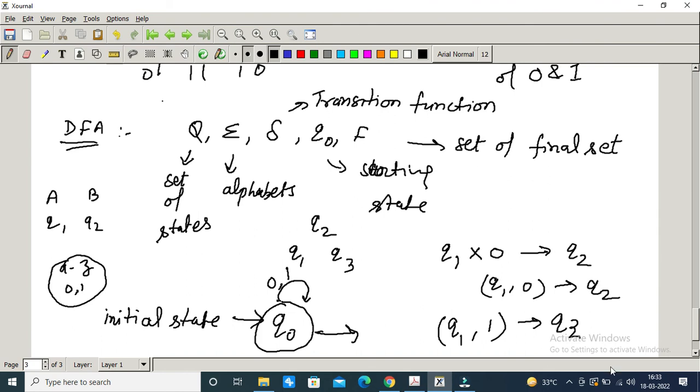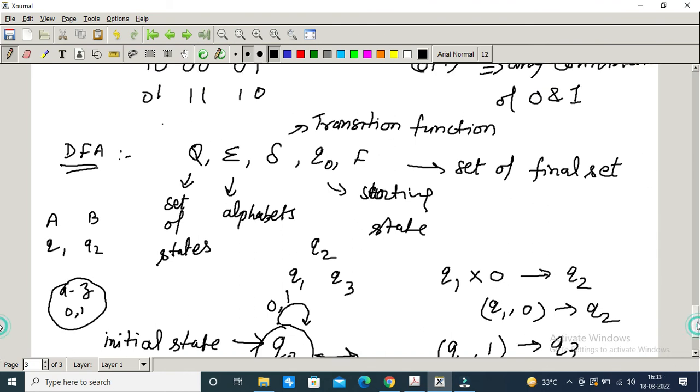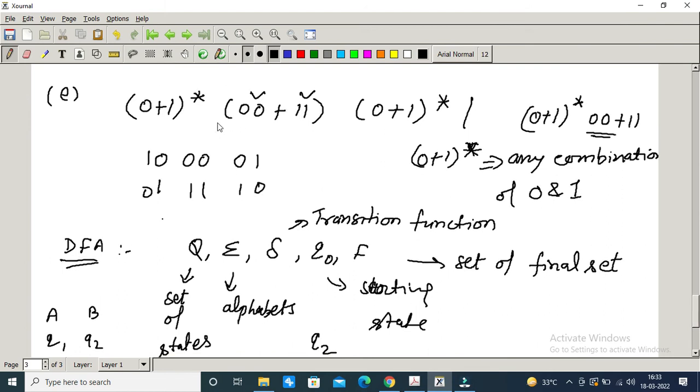फाइंड हम कैसे करते हैं कि हम बिल्कुल ऐसे ही चलते हैं जैसे कि अभी हमने देखा इसमें कि 0 और 1 का कोई भी कॉम्बिनेशन हो सकता है. It can be any combination of 0 and 1. तो Q0 पे हमने 0 और 1 को रीड करा दिया, and then 0 0 को रीड करना है, 1 1 को रीड करना है.